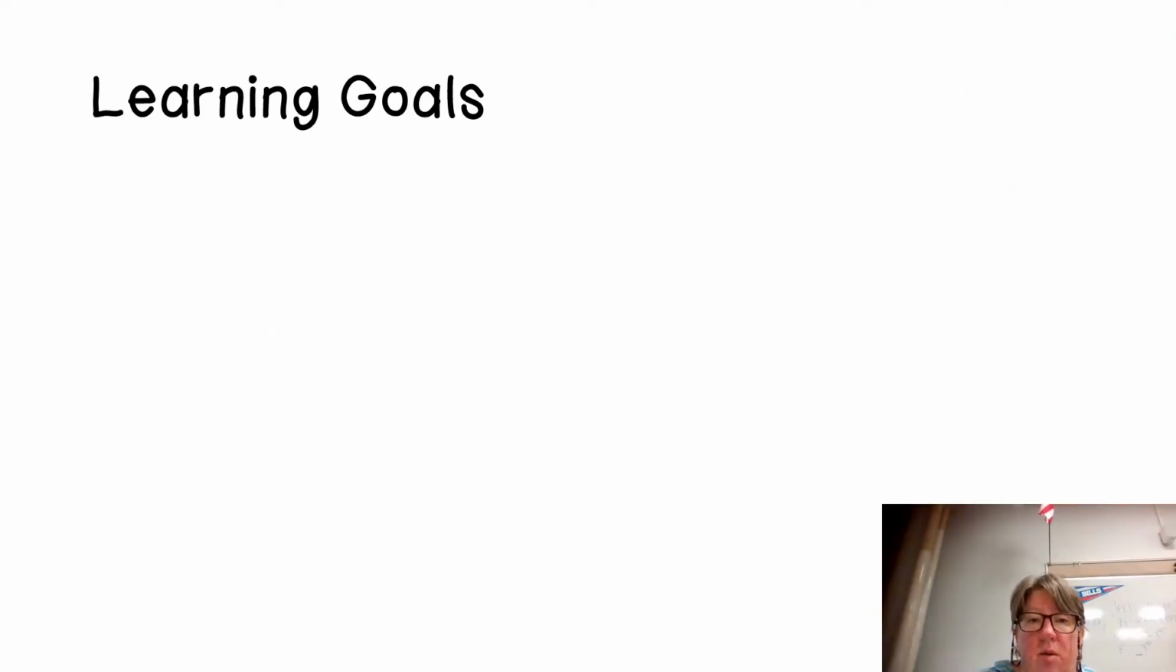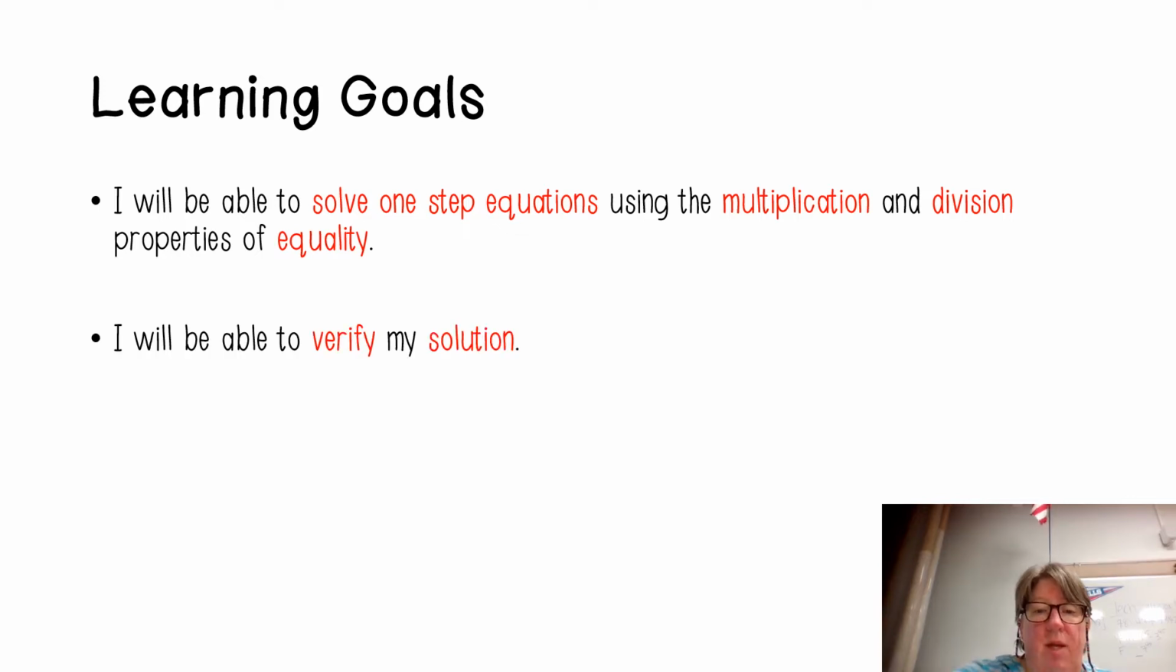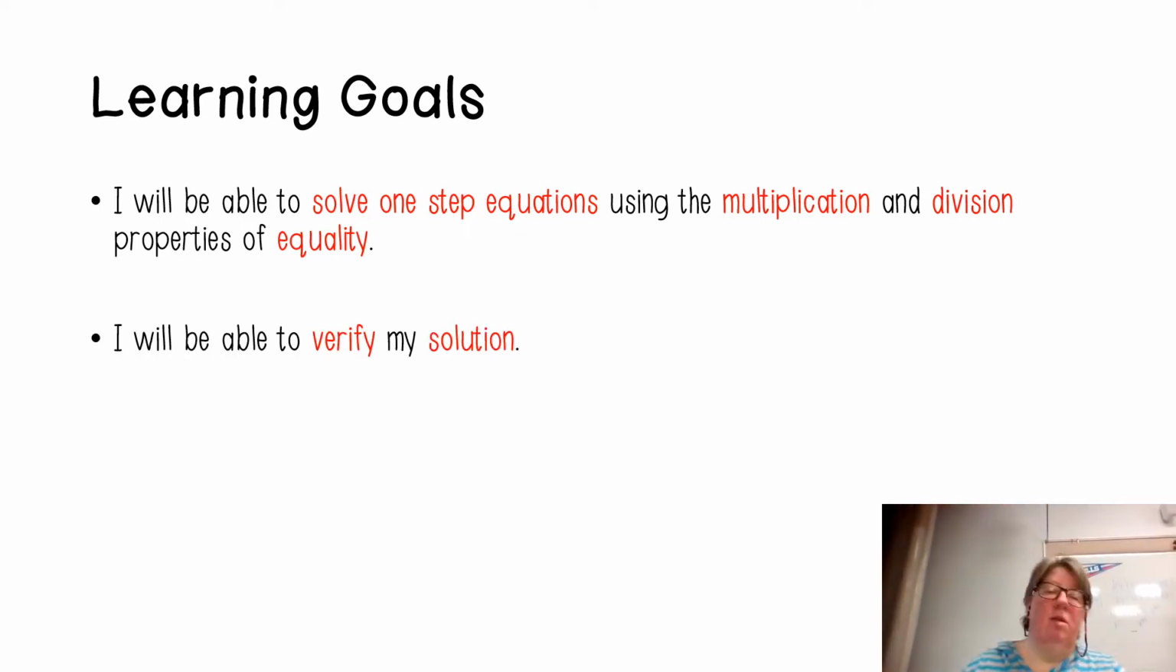So our learning goal: I will be able to solve one-step equations using the multiplication and division properties of equality. I will be able to verify my solution. So that's what we're going to be able to do here. First, solve a one-step equation using multiplication, and second, verify that the solution is correct.